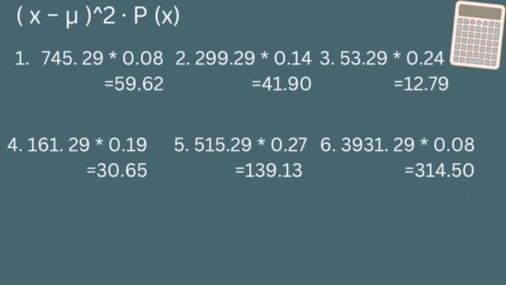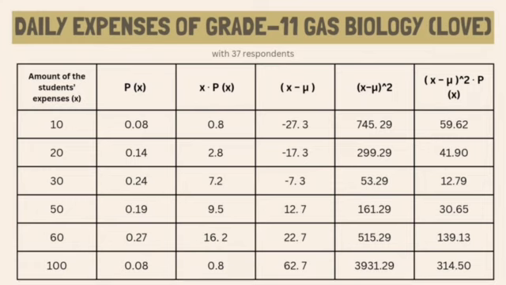161.29 times 0.19, which results to 30.65, 515.29 times 0.27, which is 139.13, and 3,931.29 times 0.08, which is 314.50. And again, we will just repeat the process. We will add all of our answers in the row, and finally, we have completed all that we need to solve the variance.